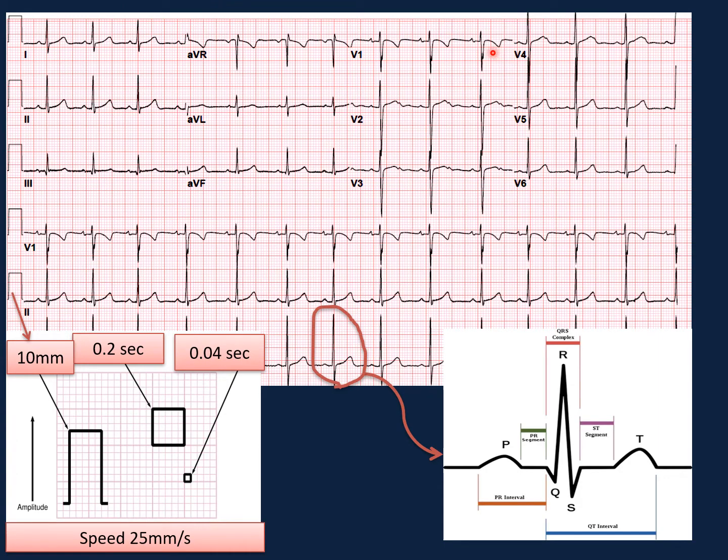Then we need to look at the QRS ratio and variation according to the age. This ECG is for an 8 year old. If this is a newborn, you will see the R wave here in V1 is larger than that, and the S is smaller than that.